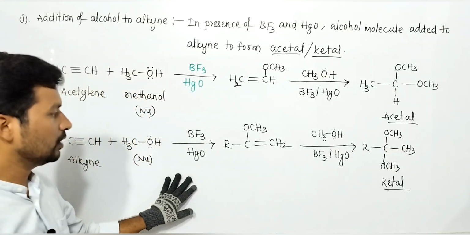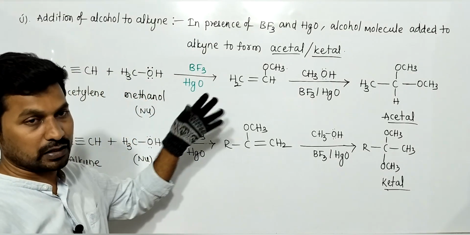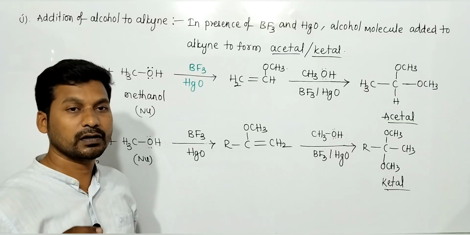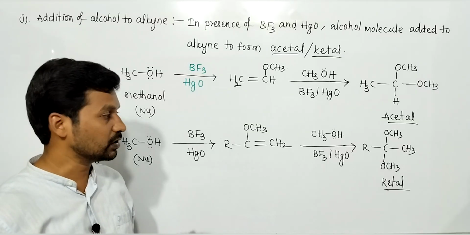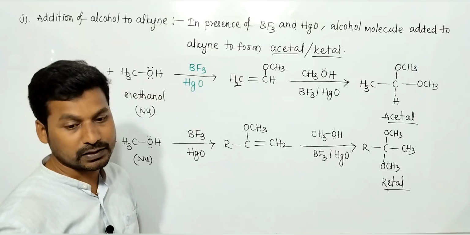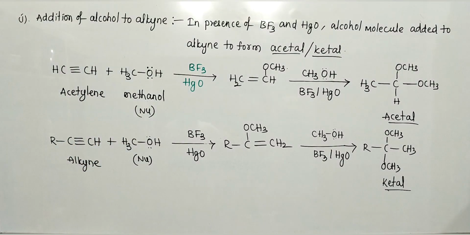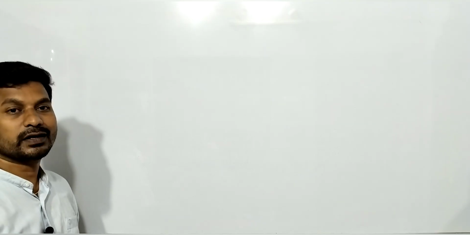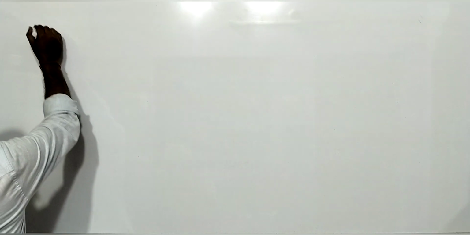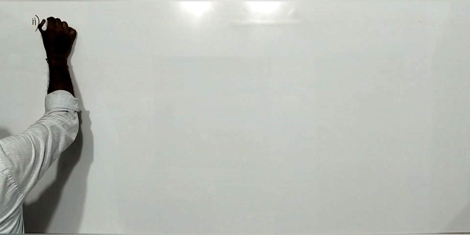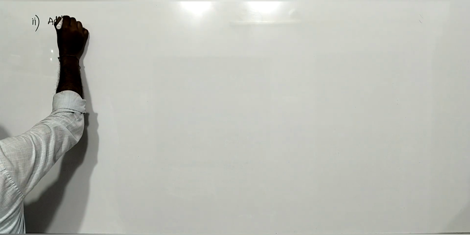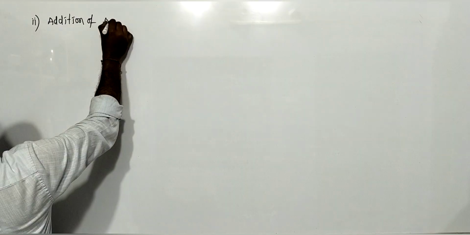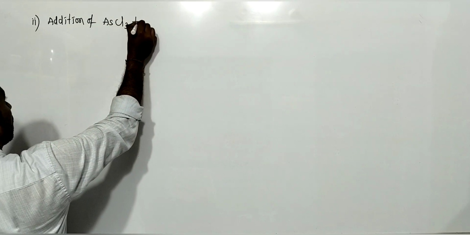So these are nucleophilic addition reactions in alkyne, not important, but nucleophilic addition reaction in carbonyl compounds is very, very important. Okay, so first take this one, later I will explain that. Next example, nucleophilic addition reaction in alkynes, second example, addition of arsenic chloride to alkynes.